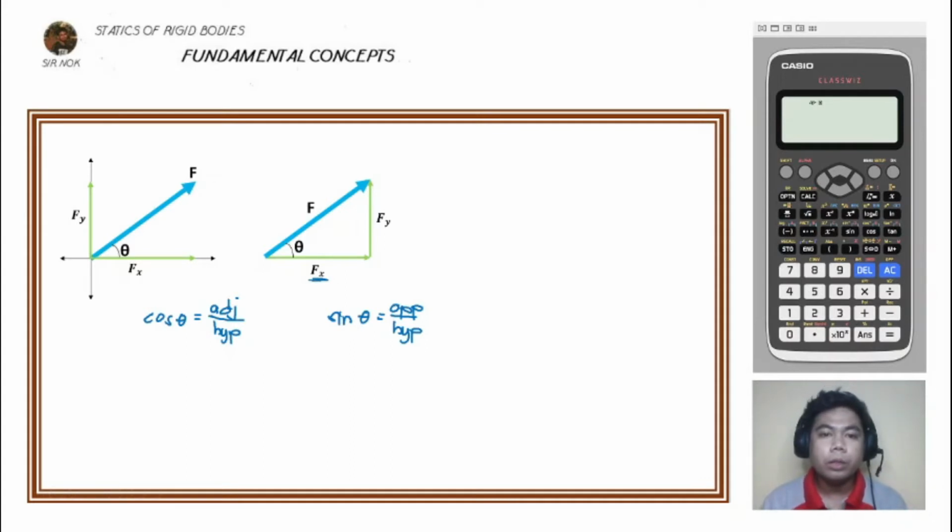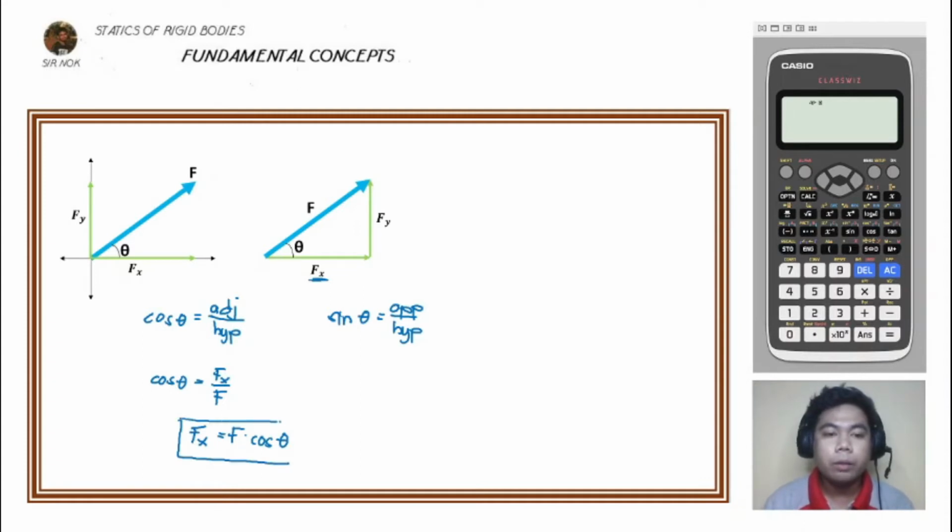To solve for the magnitude of the x component, we have cosine theta is equal to the adjacent side, that is F sub x, over the hypotenuse, which is the force F. Cross multiply, so the x component is equal to the force F times cosine theta. So we have the formula to solve for the x component based on this right triangle.